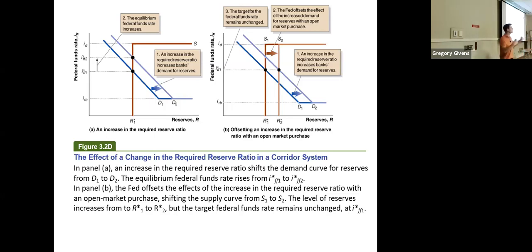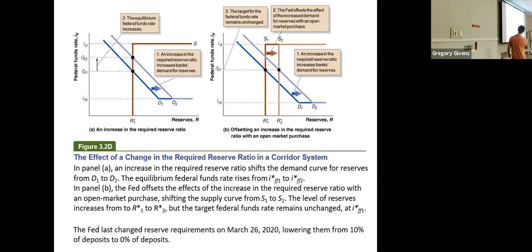So the Fed could accommodate this increase in required reserves by injecting more bank reserves into the system, thereby keeping the federal funds rate the same. That would probably be a better policy if it indeed wanted to raise required reserves. If it wanted to maintain the same type of credit conditions, it should have a simultaneous increase in reserves through open market operations.